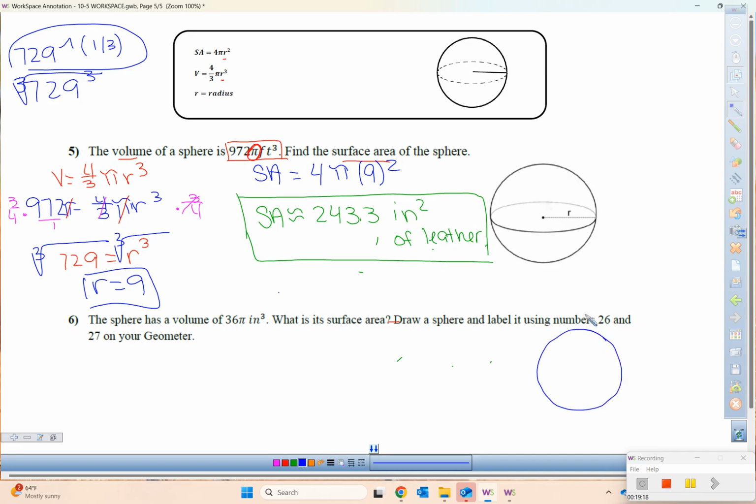Okay. So 26, and then 27 is like this. And I'm holding my geometer up, so I'm hoping yours will be neater than mine. Okay, 26 and 27.